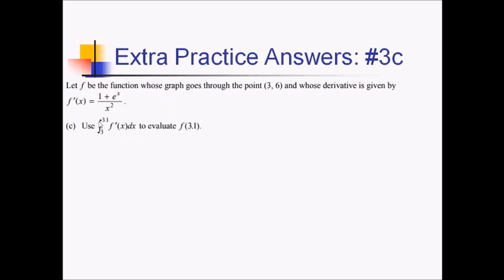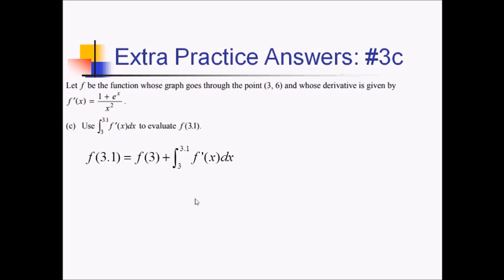On this problem, they want us to use the integral from 3 to 3.1 of f prime of x dx to evaluate f of 3.1. So this is just using the fundamental theorem. We can say that f of 3.1 equals f of 3, and we're saying f of 3 because we know what f of 3 is, it's 6, plus this integral right here. And now we just have to do that on the calculator.